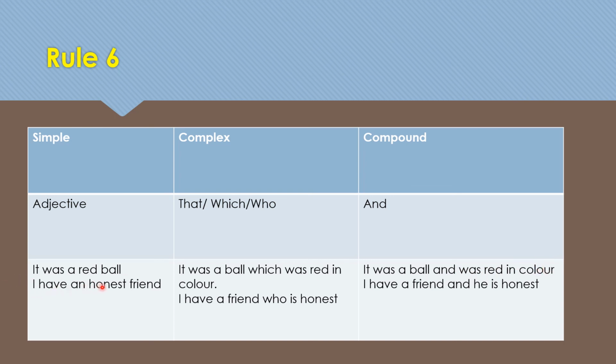Here again, I have an honest friend. Here again, you're making it into an adjective clause. I have a friend who is honest. And in the compound, I have a friend and he is honest. So remember, if there is an adjective, you make the complex into an adjective clause, and in the compound you will use and.